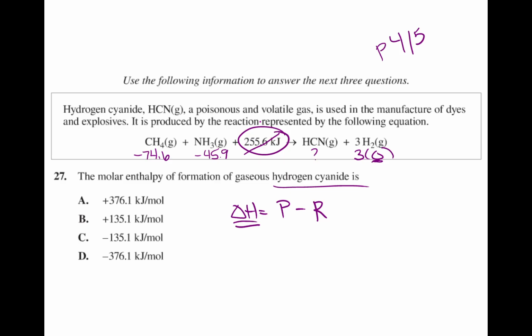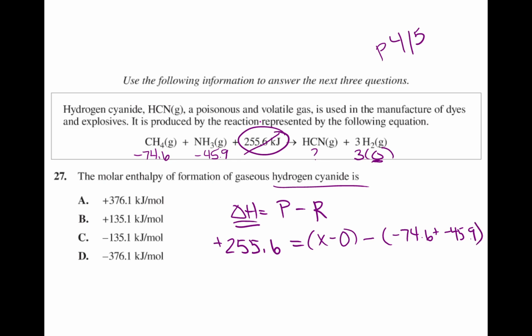When I take it out, because it's on the reactant side, it is a positive value. If it was on the product side, it would be a negative value. Then my products would be HCN, which I'm just going to call X, minus 0. 3 times 0 would just be 0. And then I'm going to subtract my reactants, which is negative 74.6, and we're adding negative 45.9.